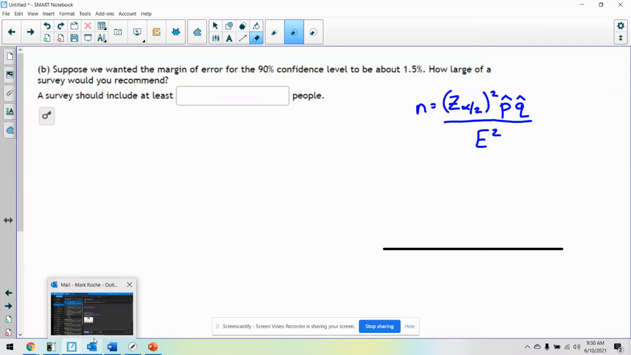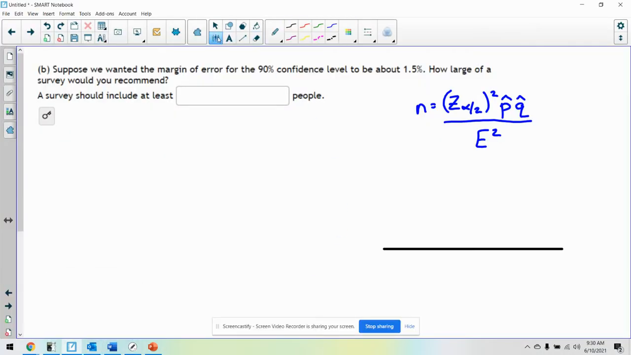Okay, I actually missed this question here. So it says, suppose you wanted the margin of error for the 90% confidence level to be about 1.5%. How large of a survey would you recommend? So this formula, it only really shows up in one place.